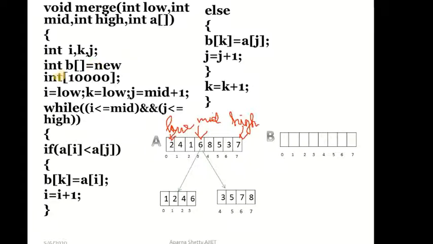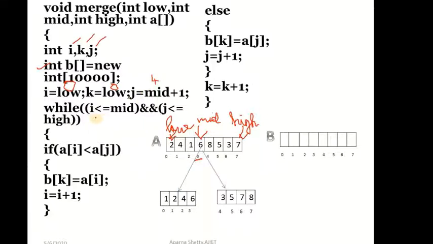Here what I am doing is, if you see here, I have declared I, K and J variables. Next, I have declared a new array B. We'll see why it is used later. Now, I is equal to low, I am initializing. So the value of I will be 0 over here. K is also equal to low, so the value of K is also equal to 0. J is equal to mid plus 1. Mid is 3. What is mid plus 1? 4. So J is equal to 4.